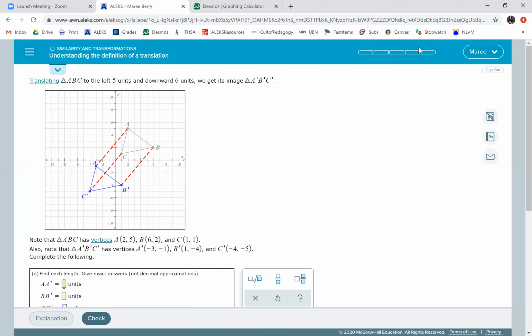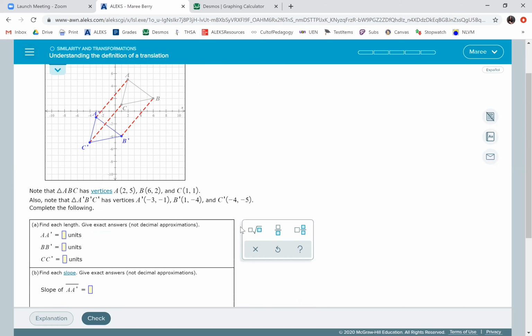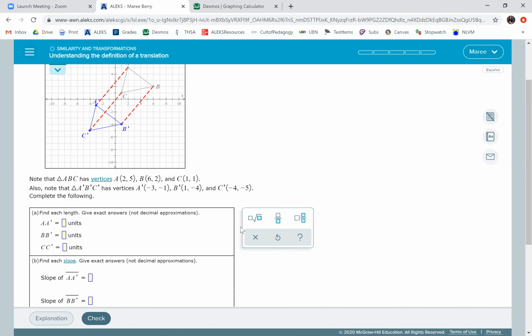In this topic, we're just supposed to answer the questions that they give us so we can understand translation a little bit. We're just taking the triangle, the really light gray one, ABC, and we're moving it left 5 units and down 6. So they give us all the vertices, which is super nice for our work.